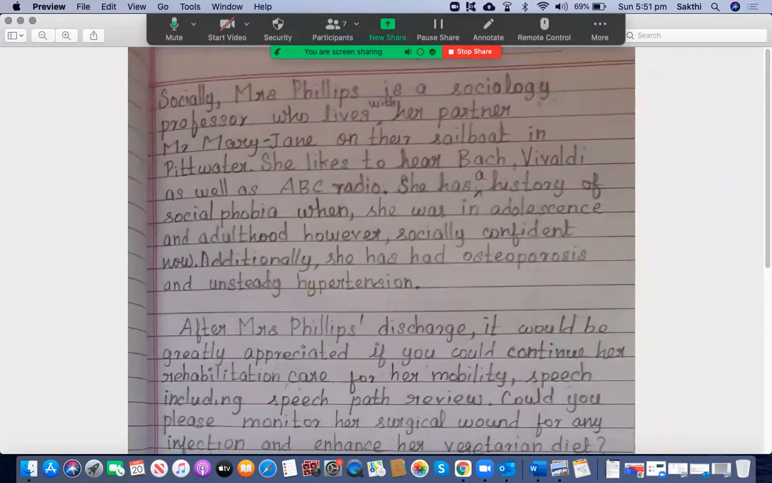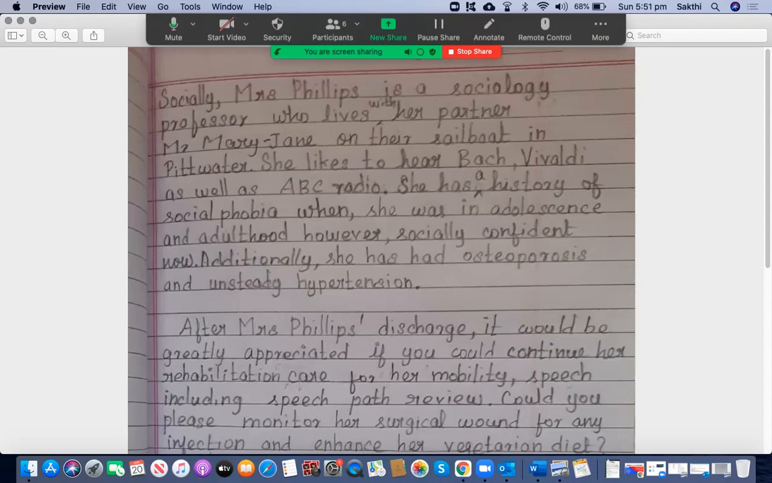Socially, Mrs. Phillips is a sociology professor who lives with her partner, Mary Jane, on their yacht in Pittwater. Is it a sailboat? No, sir, it's a yacht. Oh, yeah, a yacht. Okay. Pittwater. She likes to hear Bach, Vivaldi, as well as ABC radio.